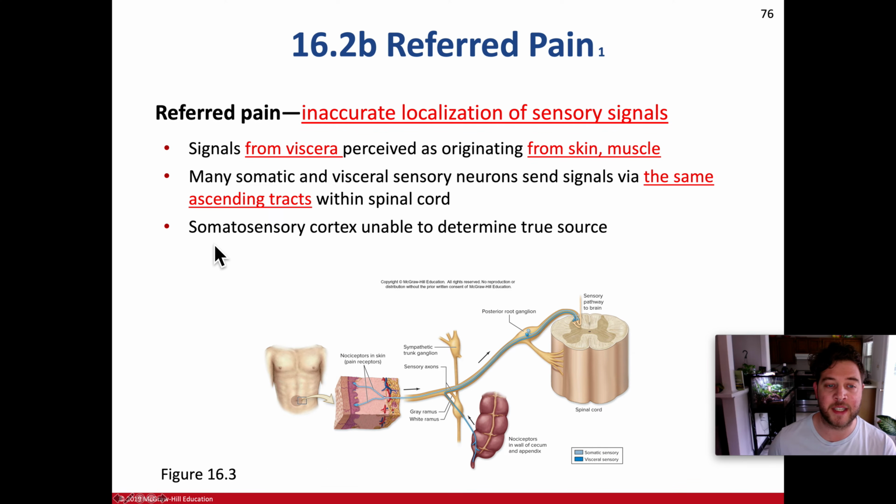So essentially what's happening is that you have all of these sensory neurons coming from your somatic receptors and visceral receptors. And as they come up the same ascending sensory tracts in your spinal cord, it's hard to accurately determine always where those signals are coming from.